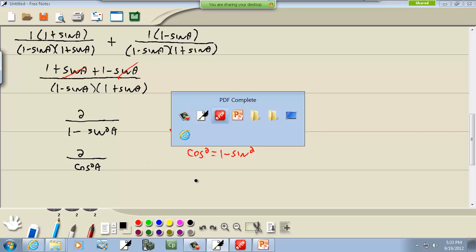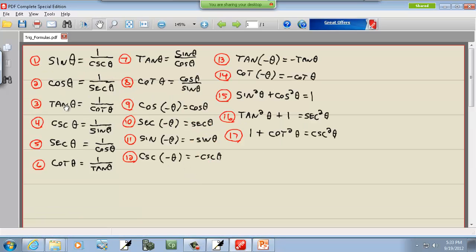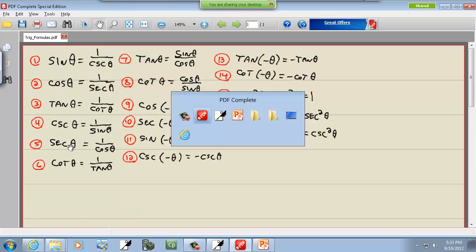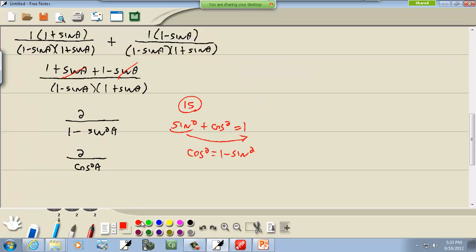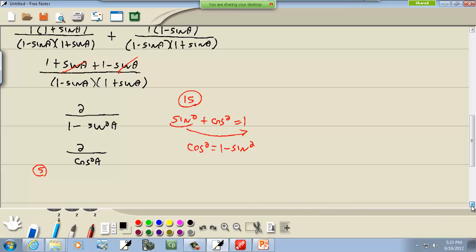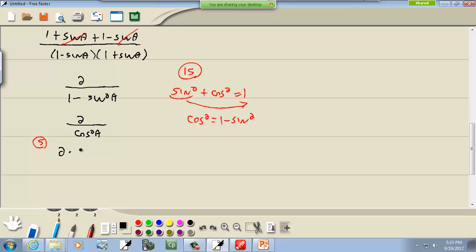Now 1 over cosine is secant, from number 5. So we've got 2 times 1 over cosine squared, and 1 over cosine is secant, so this becomes 2 secant squared. And it's not x, it's theta. So our answer is 2 secant squared theta.